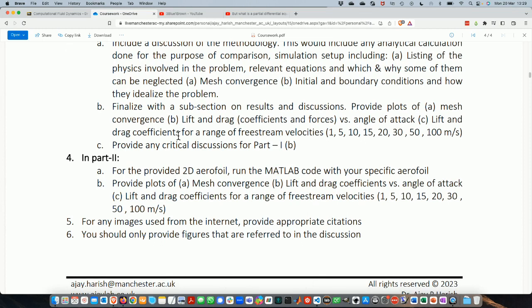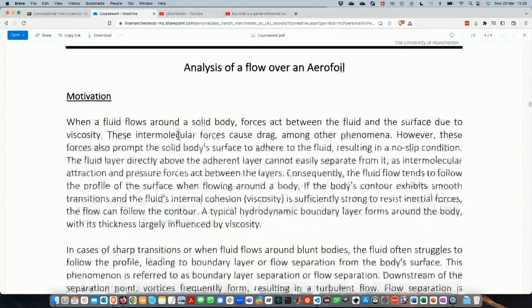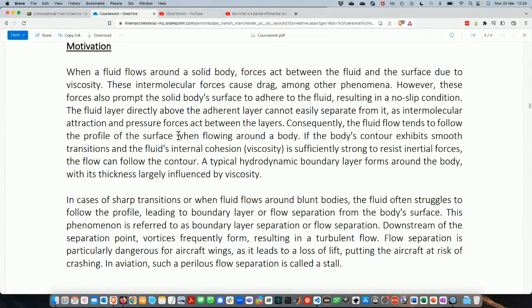So here what I'm looking at is for you to see if you can make a point where you understand that something changes from laminar to turbulent, right? So I'll leave it to you to read. There's about 8-10 pages down here, analysis of a flow over an airfoil. The idea here is to give you the general background of what happens when there's a flow over an airfoil.